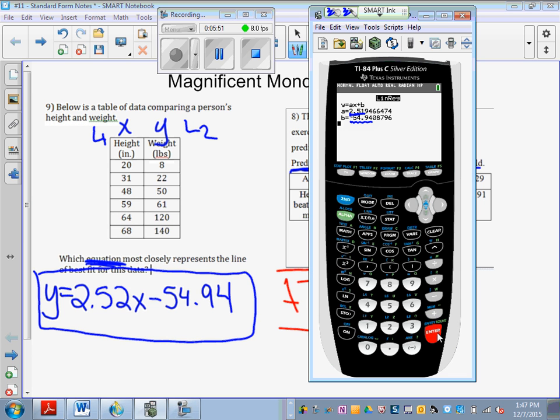So again, the stat button is our biggest friend. Stat edit, stat calculate, and your regression option. Great. Questions on that one? Yes.